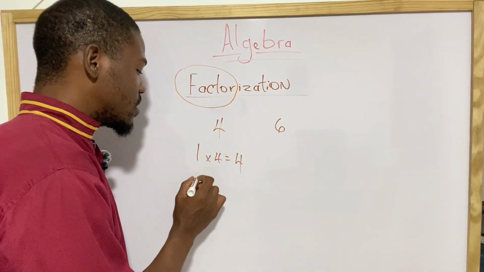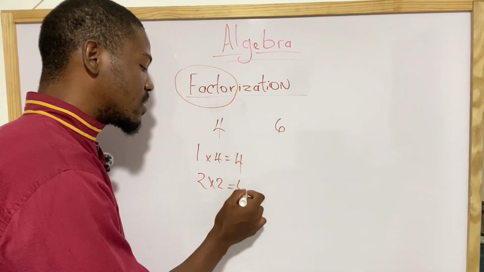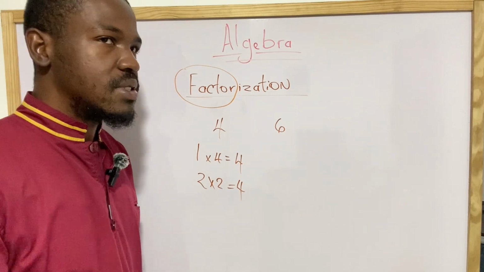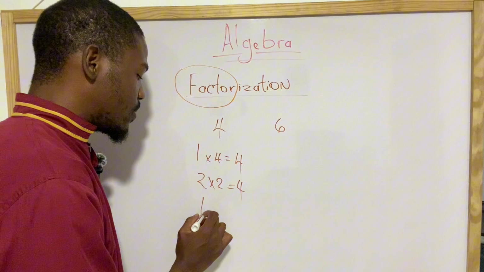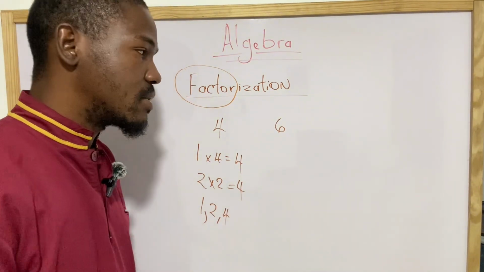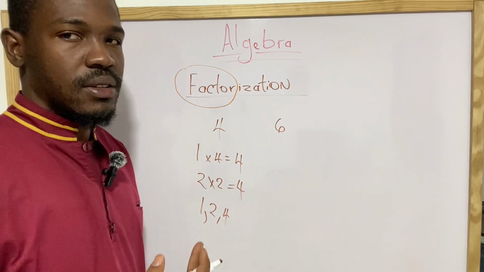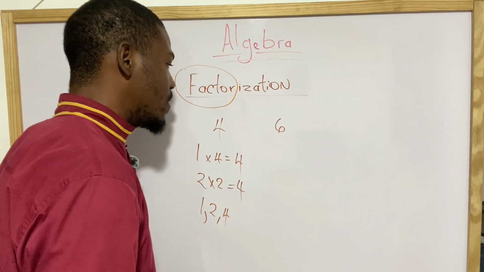The next number is 2. If I multiply 2 by itself, it also gives me 4. So we know that 4 is a squared number, and we see that the factors of 4 will be 1, 2, and 4. So it has 3 factors. 1 is always a factor of a number. 1 is a factor of any number, right?